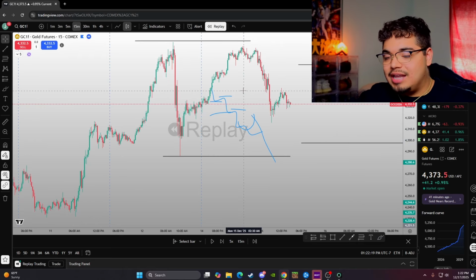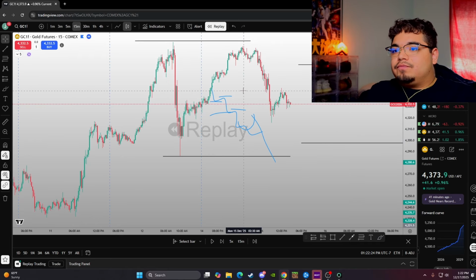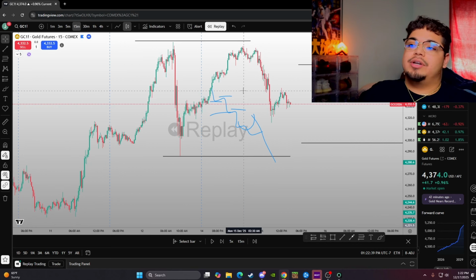Hope I broke this down good enough for you guys. I'm trying to get better at explaining these concepts, so let me know if you guys have any questions in the comments or anything that's confusing you. Maybe I can make a future video on it. But this is how I view liquidity and how I trade liquidity.